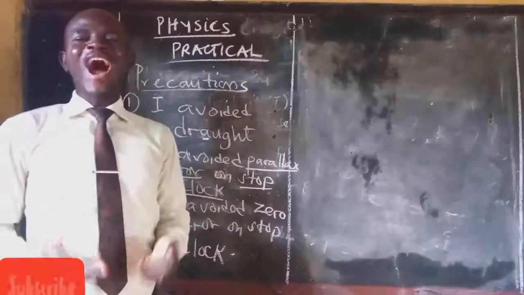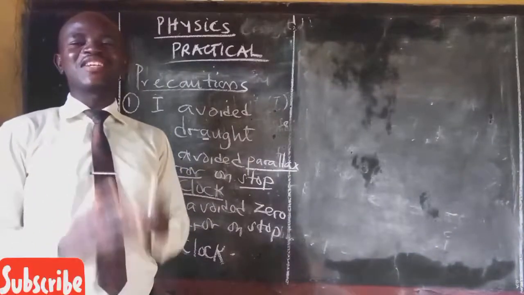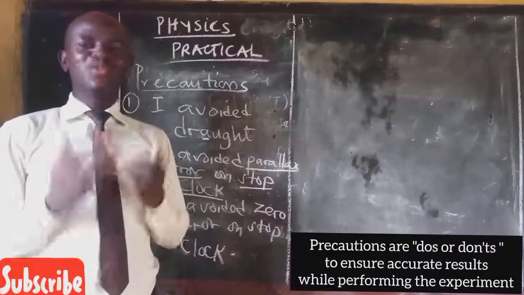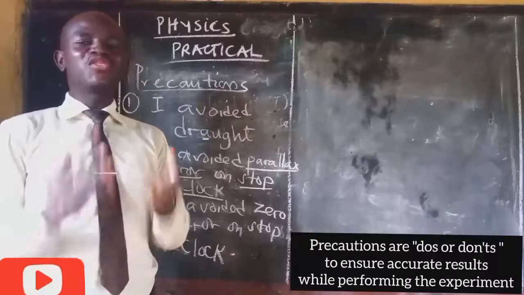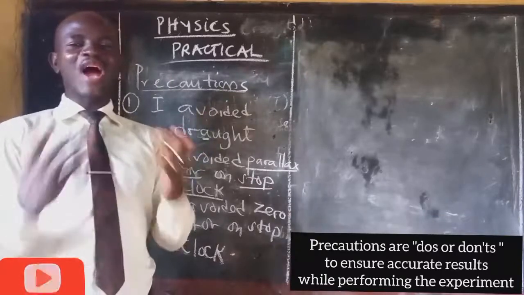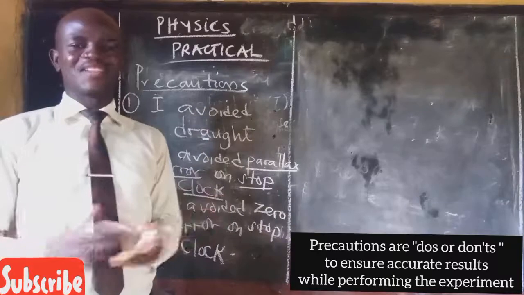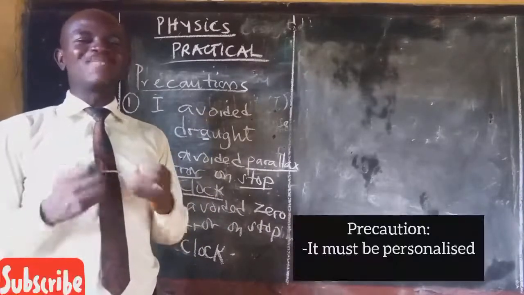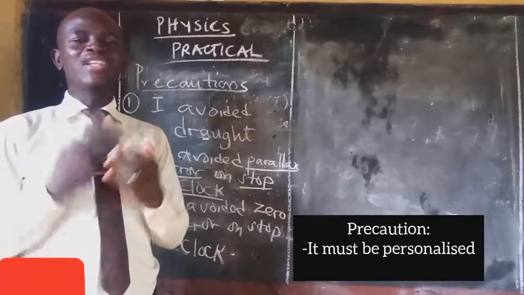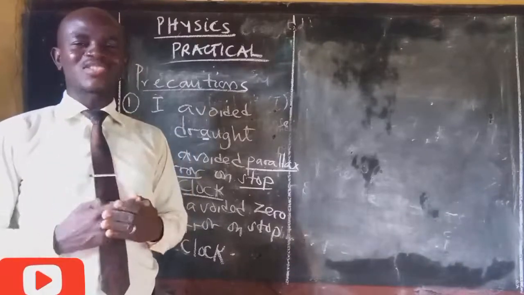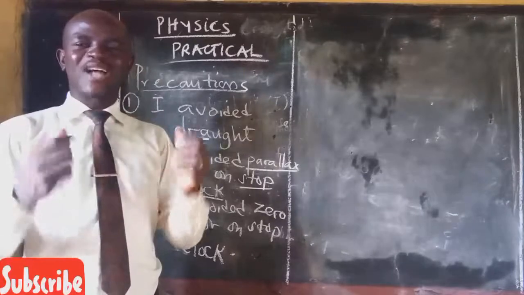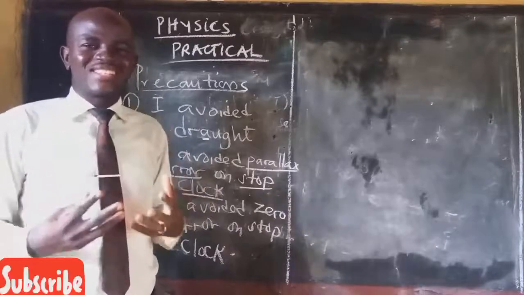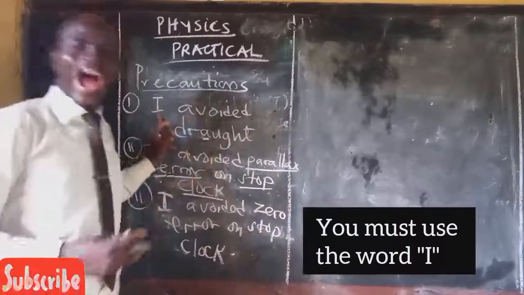Now, let us see how we can state our precautions in physics practical. What are precautions? Precautions are do's or don'ts to ensure accurate results while we are performing our experiments. Number one thing that you need to know about precautions is that they must be personalized. You were the one that handled the apparatus and you performed the experiment by yourself. So while stating your precaution, you must personalize it. You must use the word I.